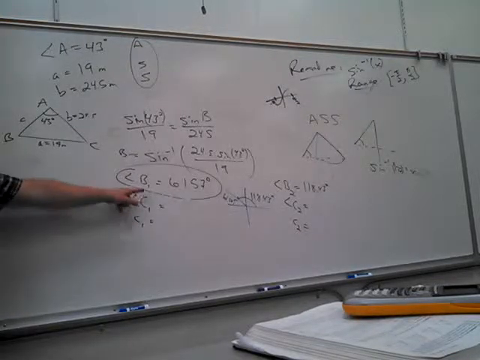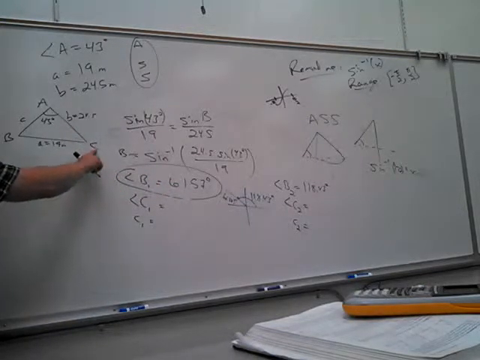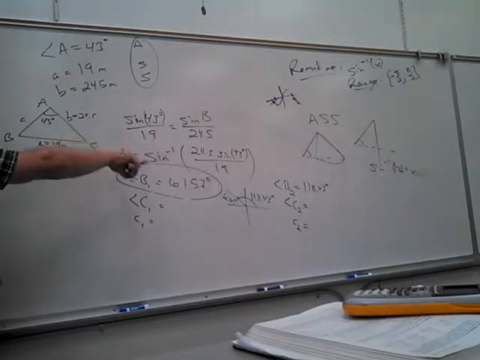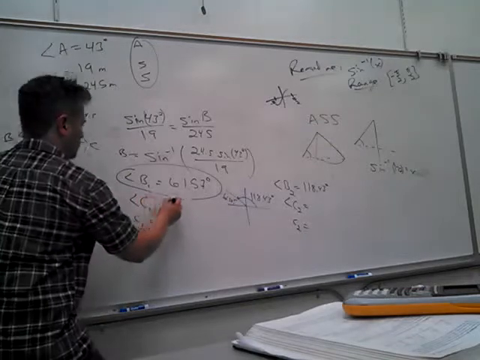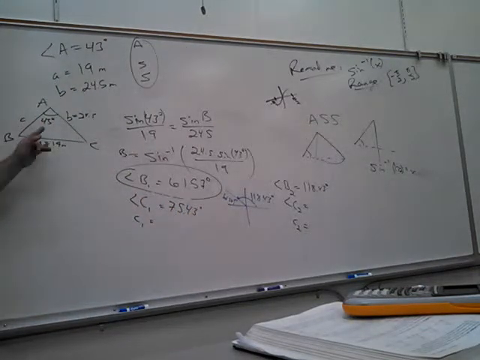So what's angle C1 if B1 is 61.57? What would this angle here be? You got 43 so far, plus the 61 is 104.57. How much is left over for the last angle then? Yep, 75.43. You guys cool with that? That part's nice. I got two angles, so the last angle's easy enough. Just make them add to 180.